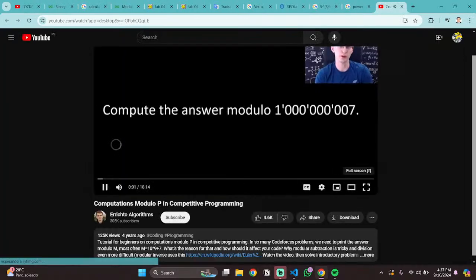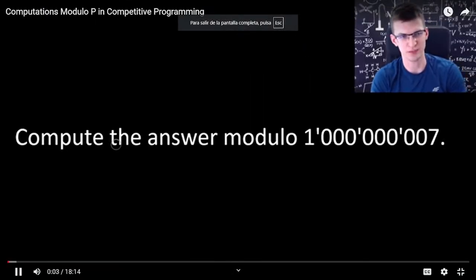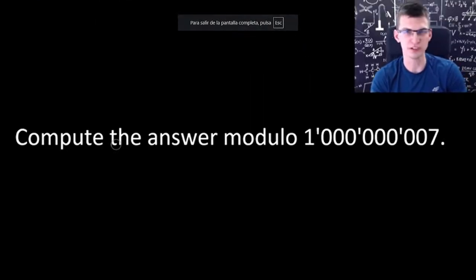In competitive programming, we often see this sentence in statements. As answer can be huge, print it modulo p, some usually prime value, and it's very common that p is equal to billion 7. It's a big prime number. Why is that, and what should we do about it in our codes?